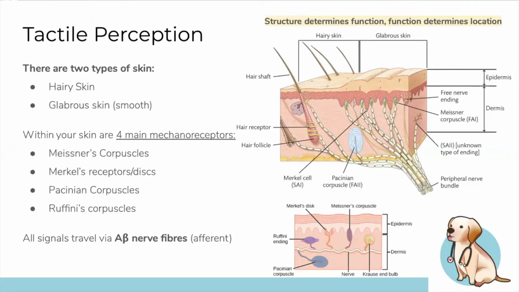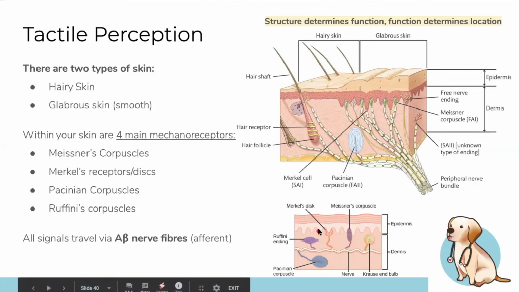So within your skin, we've got four main mechanoreceptors. First we've got the Meissner's corpuscles, which are sitting over here, pretty close to the surface. You've got your Merkel's discs, which are sitting around about here. Pacinian corpuscles, these are the onion ring ones here, and then Ruffini's isn't shown in this image, but I managed to get one here.